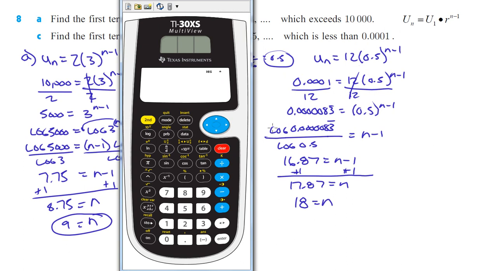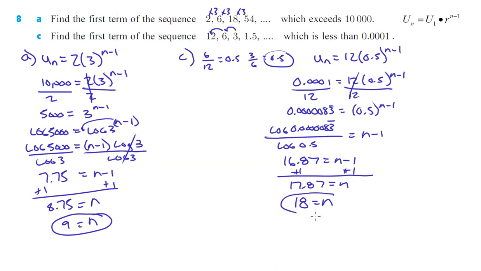I'm going to take our formula here, 12 times 0.5 to the 18 minus 1, which is the 17th power, and see if that works. In that one we get 0.000 and this is supposed to be a 1, and it's a 0.9, so this does actually work out. So it should be n equals 18.